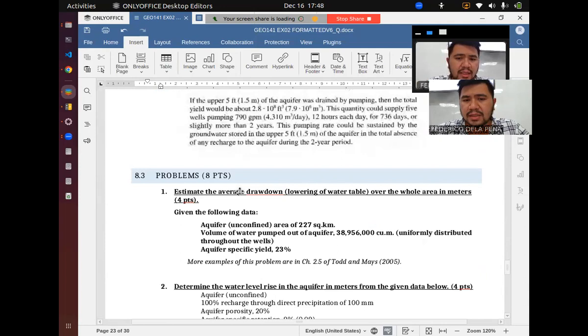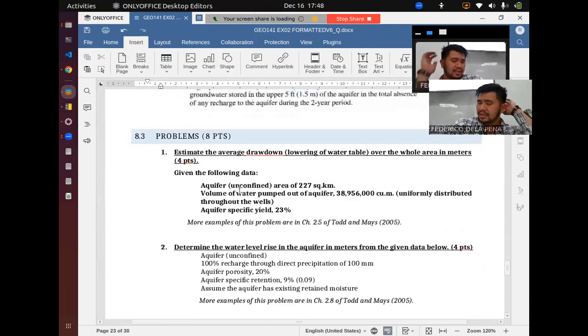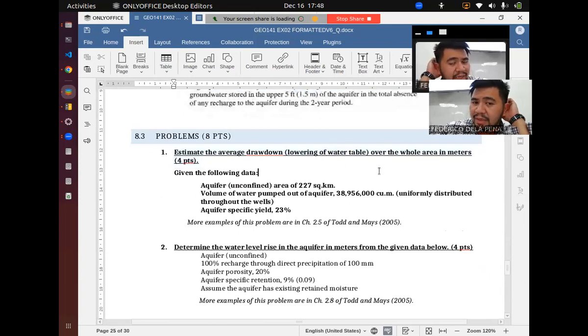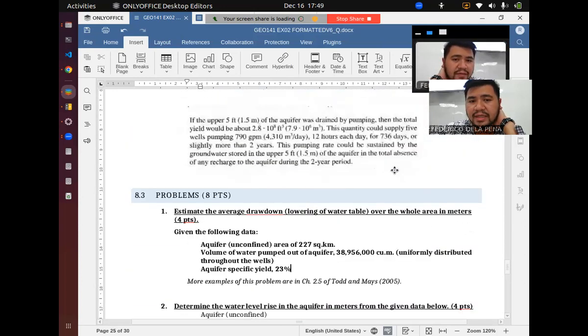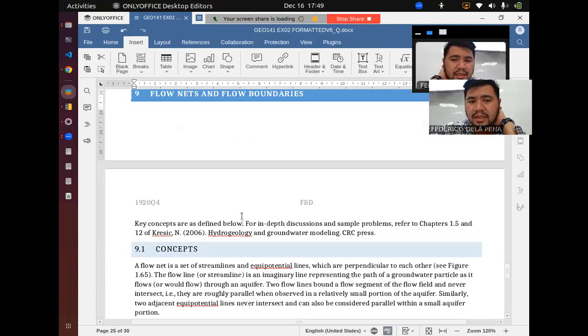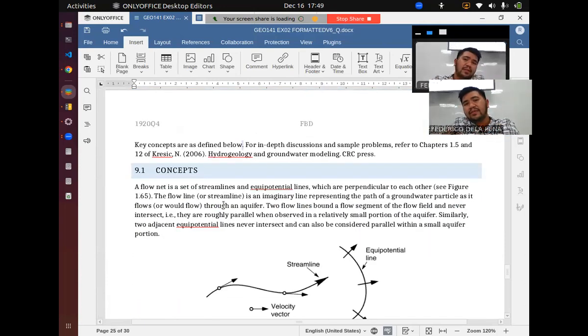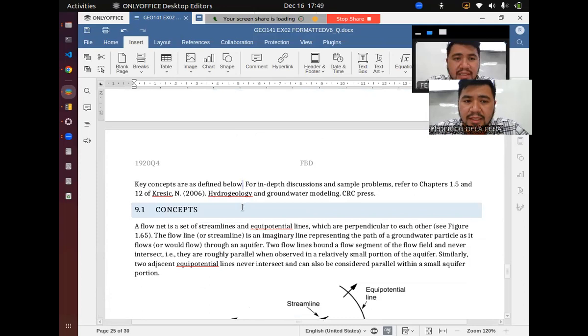Okay. So gagawin mo lang dito is you're just gonna estimate, no, kung gaano kalaki yung ibababa ng water table mo when you start pumping out water, no, given the concept of specific yield. Okay. So just refer to the given example for your reference. And then finally, we have a problem in flow nets and flow boundaries.